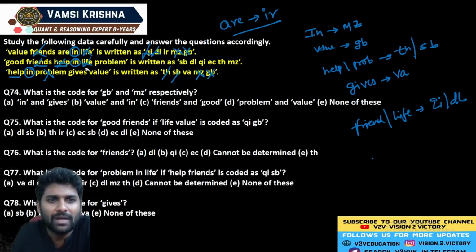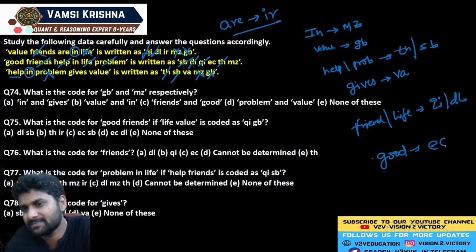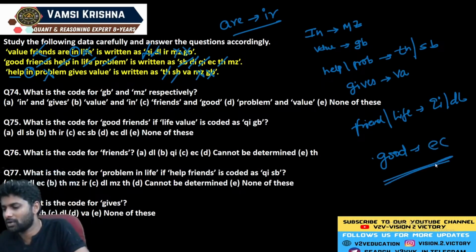See, what is the code language finally? What is the code language for good? Now see, friends is done. Life is done. Help is done. Problem is done. So TH is done. SP is allocated. QI is done. DL is done. So it's EC. MZ is done. It's EC, guys. We'll get the codes for all the given words.